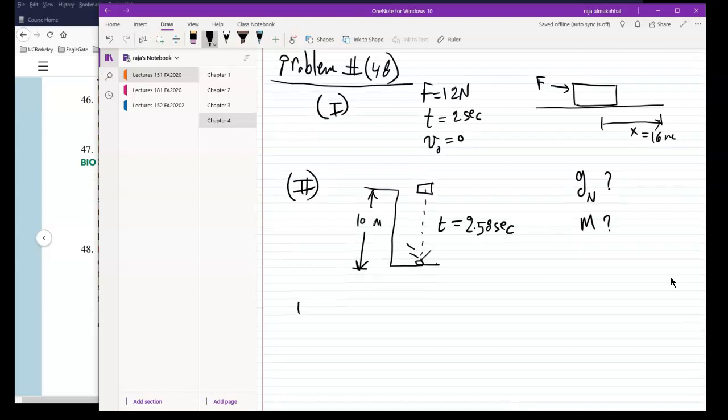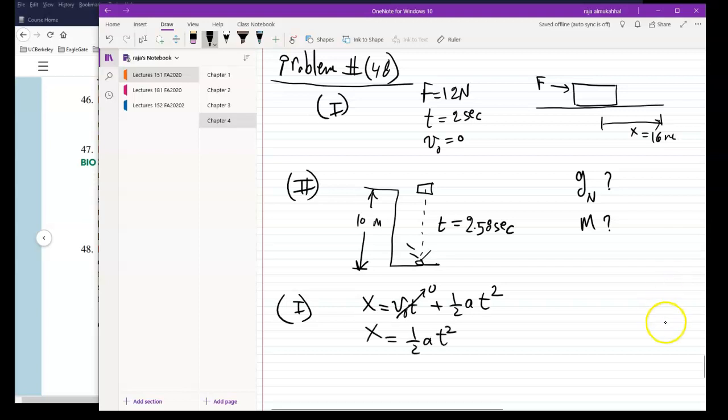For part 1, since time is given and distance is given, I'm going to use the third kinematic equation: x equals v naught t plus 1/2 a t squared. The initial velocity is 0, so I have x equals 1/2 a t squared. I have the time right there, and I have the x right there.